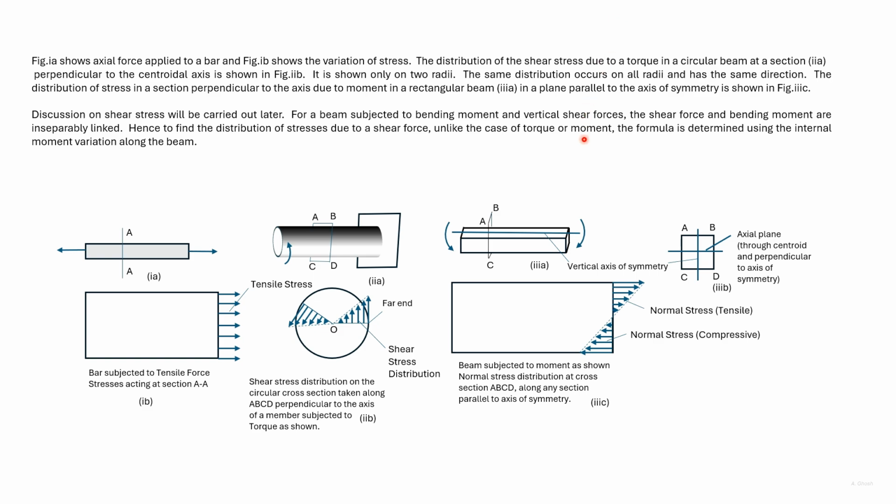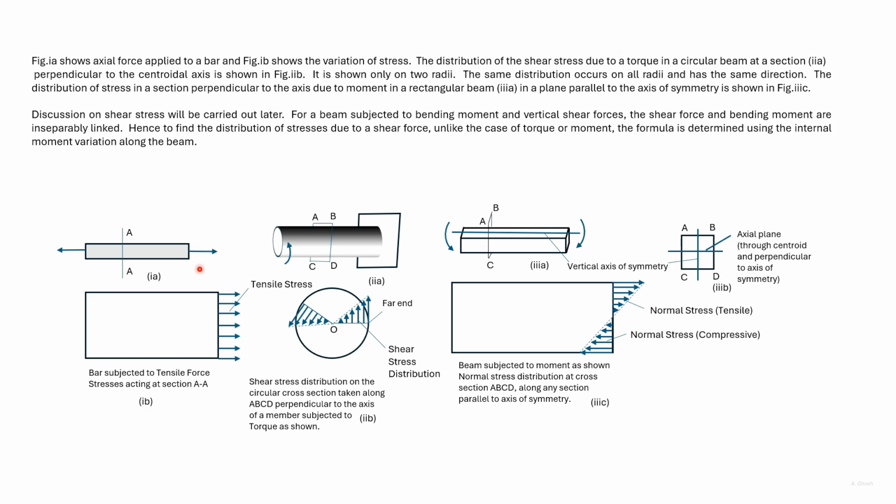Variation of shear stress in a beam due to shear force is found using bending moment. Shear force and bending moment are inseparably linked. We earlier came across the formula V is equal to dM by dx. The variation of shear stress at a section in a beam is found from the change in moment.